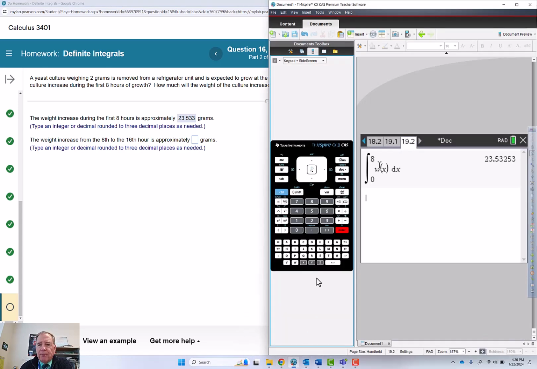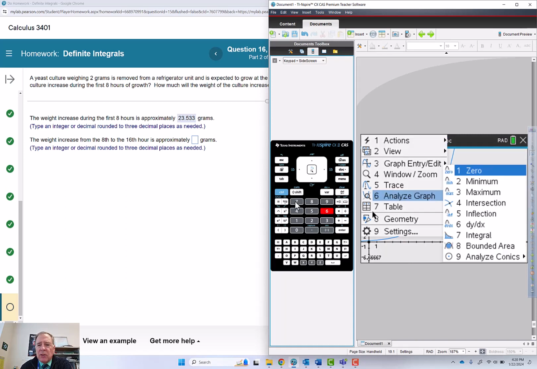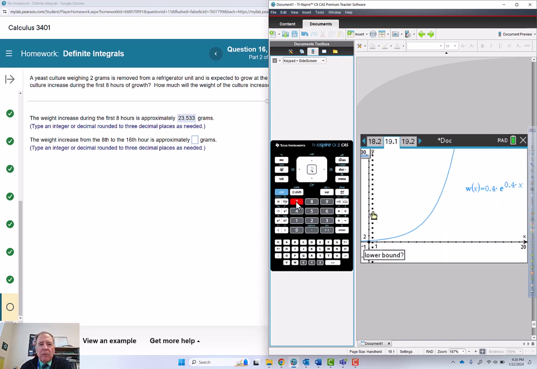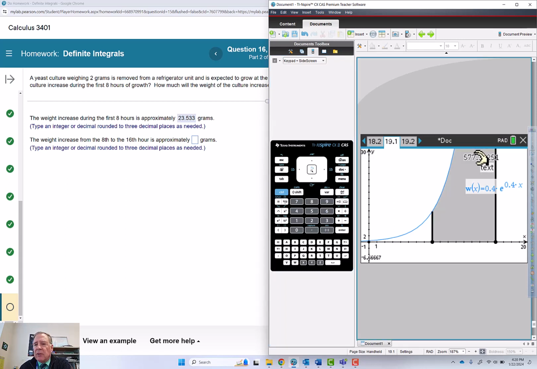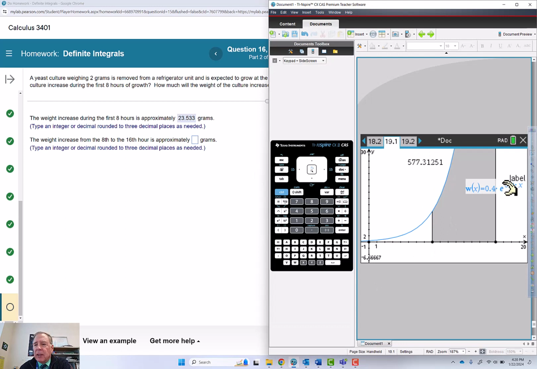Okay, so I'm going to go back to the graph page, and I'm going to get rid of this. So I made that go away. I'm going to leave that dot. Menu 6, 7. Now we're going from 8 hours to 16 hours. So that looks like 8 to 16. So that's a pretty big number, and we didn't really get our window height right.